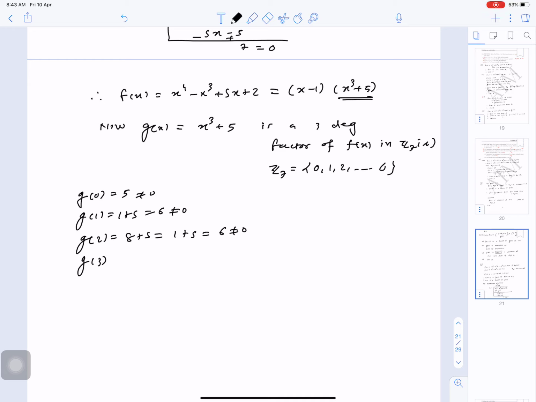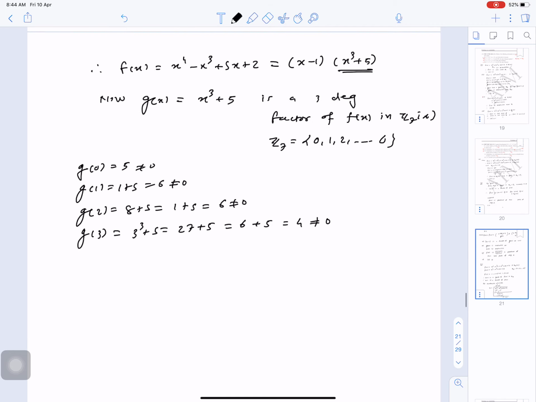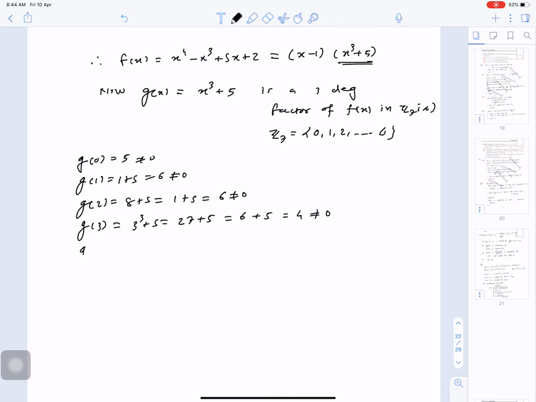g(3) will be 3 cube plus 5, and 3 cube is 27 plus 5, and 27 means it is 6 plus 5, and that is 4, and that is not equal to 0. Note that we are working in Z7, so at every step I am using modulo 7. So g(4) will be 4 cube plus 5, and 4 cube means it is 16.